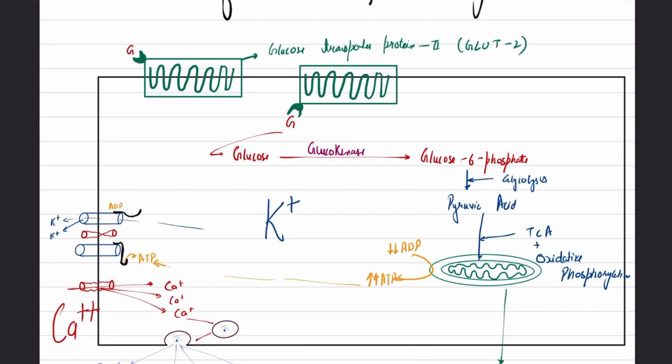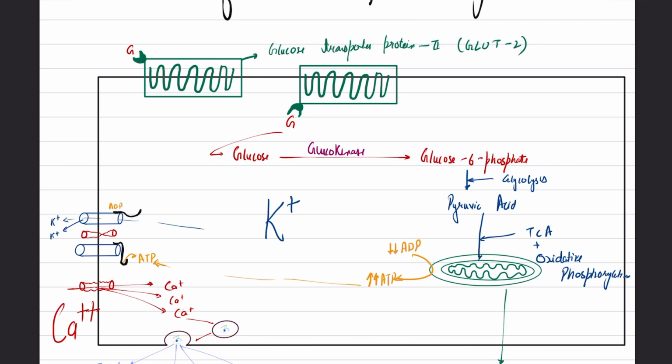So what I have here is a beta cell of the pancreas where insulin is being made. Now on the beta cell we have a transporter. This transporter is called glucose transporter, GLUT2. It is a 12 pass transporter, which means it passes 12 times across the membrane of the beta cell. GLUT2 is glucose transporter protein 2.